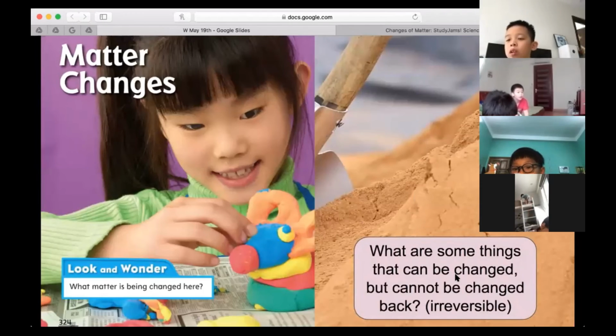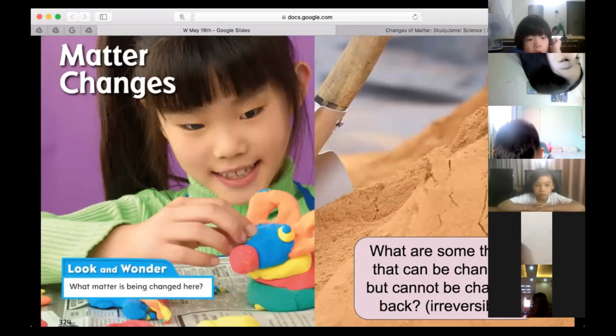So it went from a solid to a liquid and back to a solid. It is reversible. Everybody say reversible. Reversible. Very good. What are some things that can be changed and not changed back? So it's irreversible.